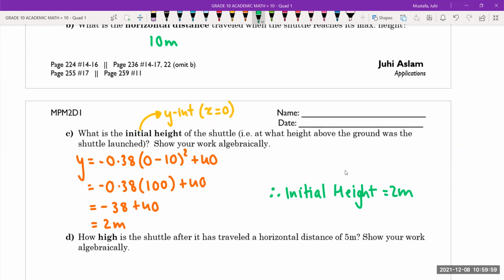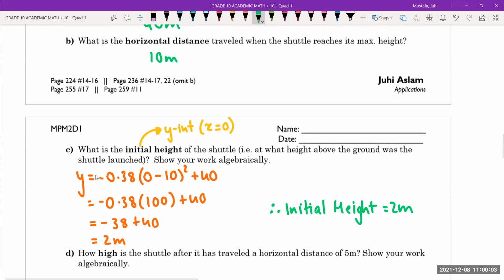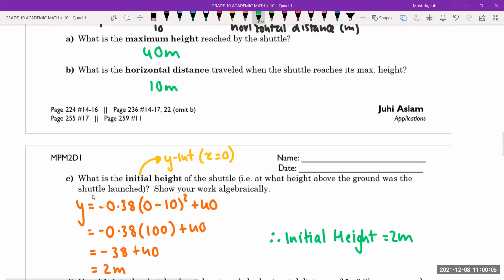Do you guys get the same thing with the calculator? 2 meters. So on my graph, if I go back here, it means that I launched this shuttle from 2 meters above the ground. Okay, always assume it's not 0, 0, it's 2 meters above the ground.